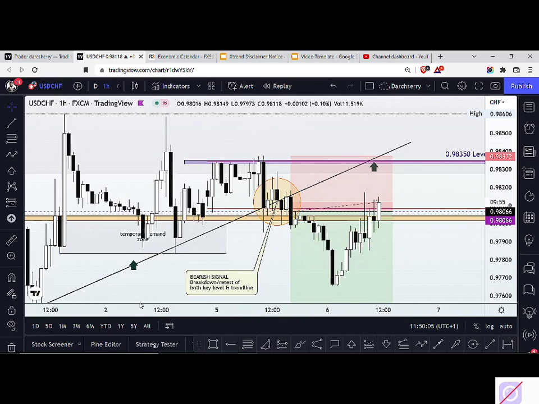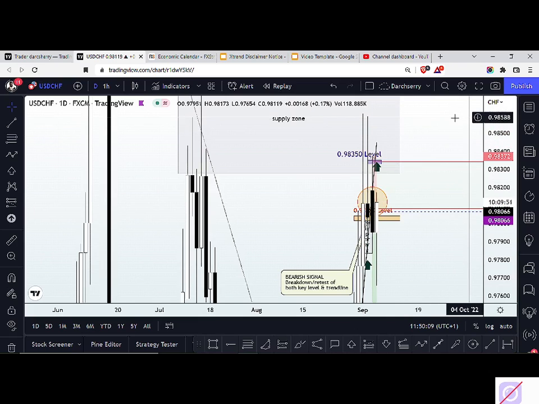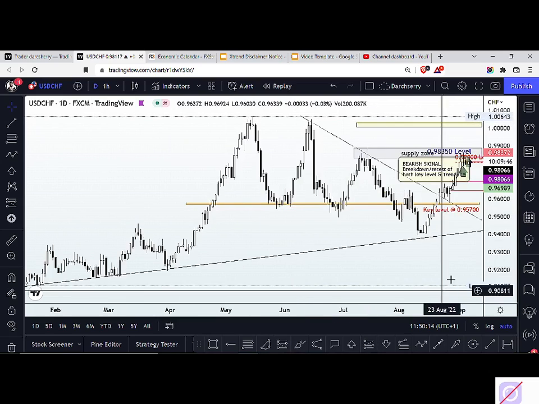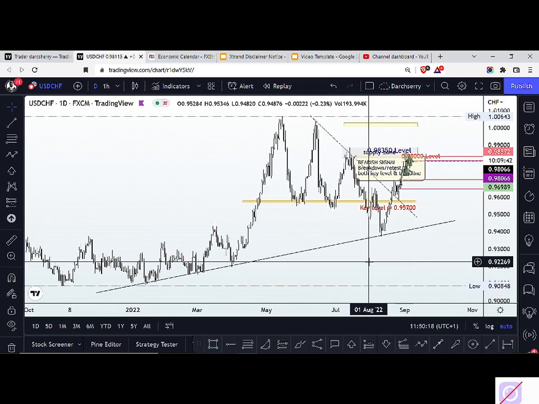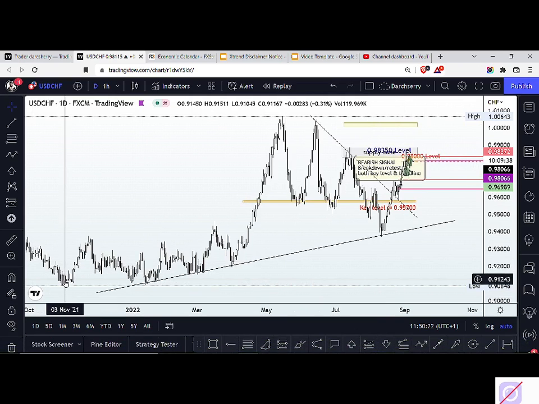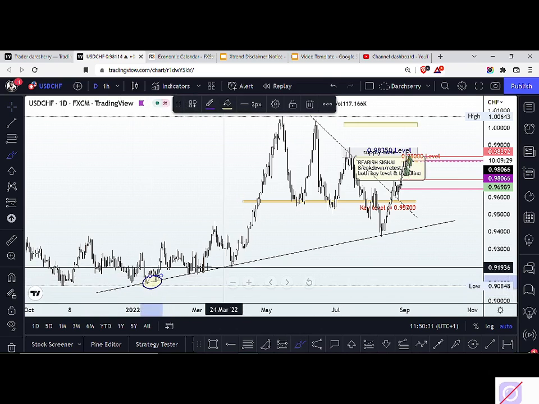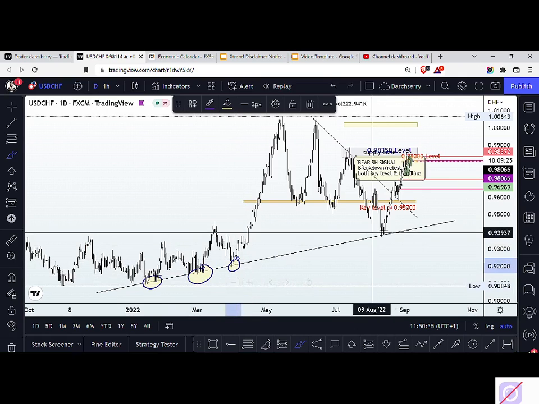Let's scale up to the daily time frame and let's see what is happening. So on the daily time frame, hold on a second, let me reset this chart. So on the daily time frame, since the beginning of the year, we've been having strong bullish momentum on the USD CHF. In fact, the dollar has been very, very strong against the Swiss franc, and it is evident after drawing this bullish trend line. We connected a series of higher lows here, and we were able to identify this bullish trend line.